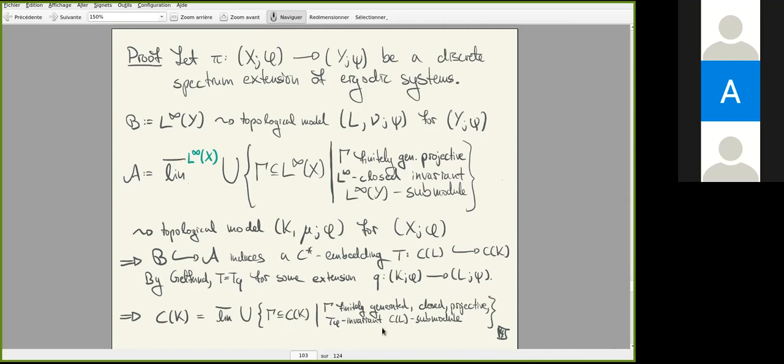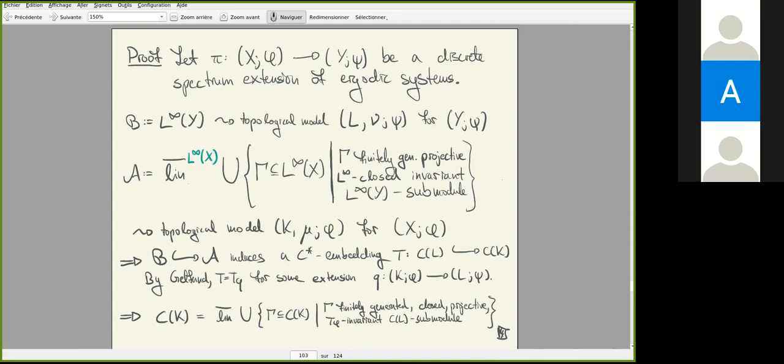So there are many finitely generated closed projective invariant C of L submodules, which is a mouthful, but the only thing we need to know is that this is equivalent to being an isometric extension, if the linear closed hull of these is everything. And yeah, we defined A just so that it works. Okay, and then we can conclude that the topological model is an isometric extension. So it's just as easy as in the case that we did before.